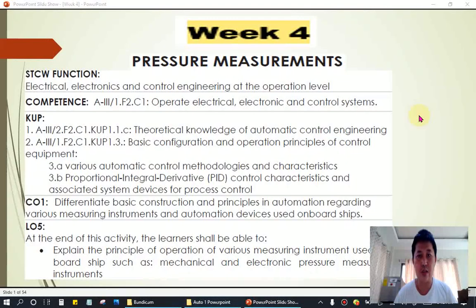I'm going to discuss the topic, which is pressure measurements. So for week 4, for the subject O2 1. So just read all these table of competence, because we'll discuss this one by one. So let's get started.